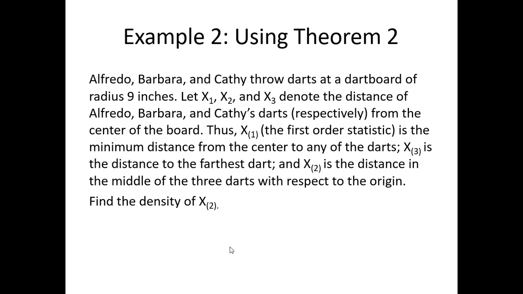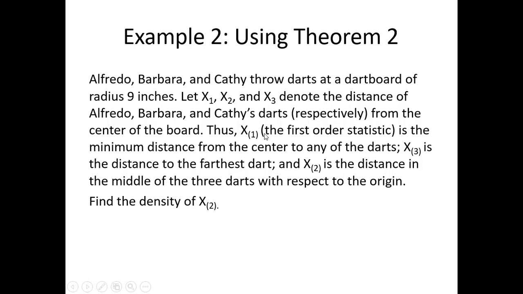In example 2, we'll illustrate Theorem 2, which is all about finding the density of a particular order. So suppose we have 3 people. Let's call them Alfredo, Barbara, and Kathy. They throw darts at a dartboard of radius 9 inches. Let's let x1, x2, and x3 denote the distance of each player from the center of the board. Okay, so I want to think in terms of the distance as just a one-dimensional line segment.